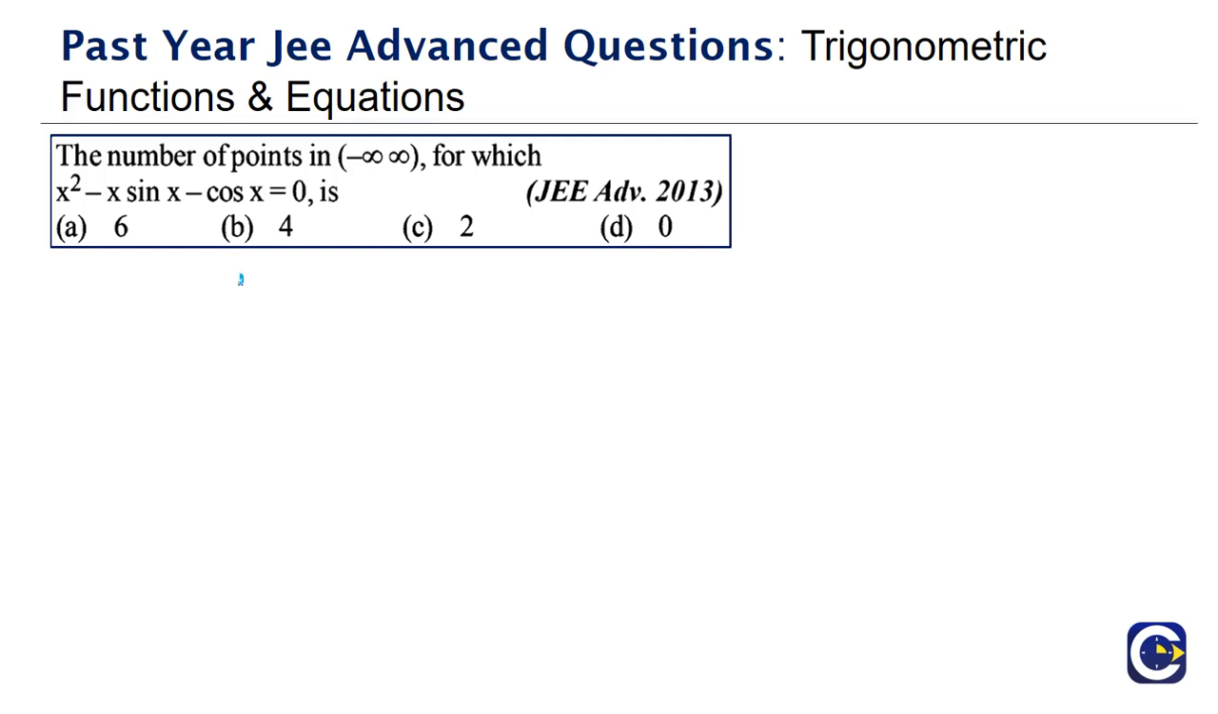So what we'll do is initially we'll consider the function to be f of x, which is x square minus x sin x minus cos x. Now we'll find the limit as x tends to infinity for this f of x, which will give us infinity, and limit as x tends to minus infinity, which will also give us infinity. Now we'll find the f dash of x.